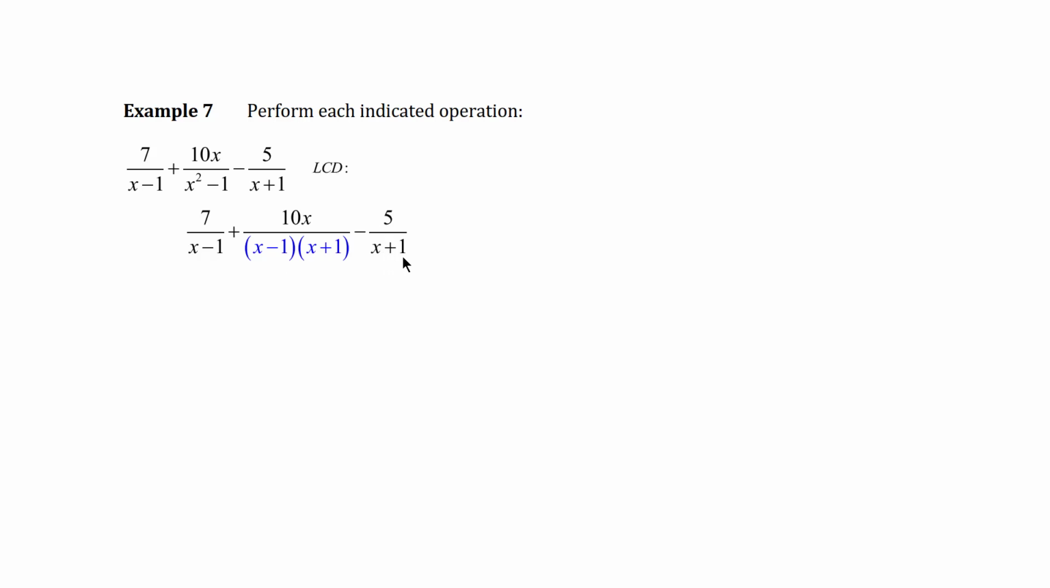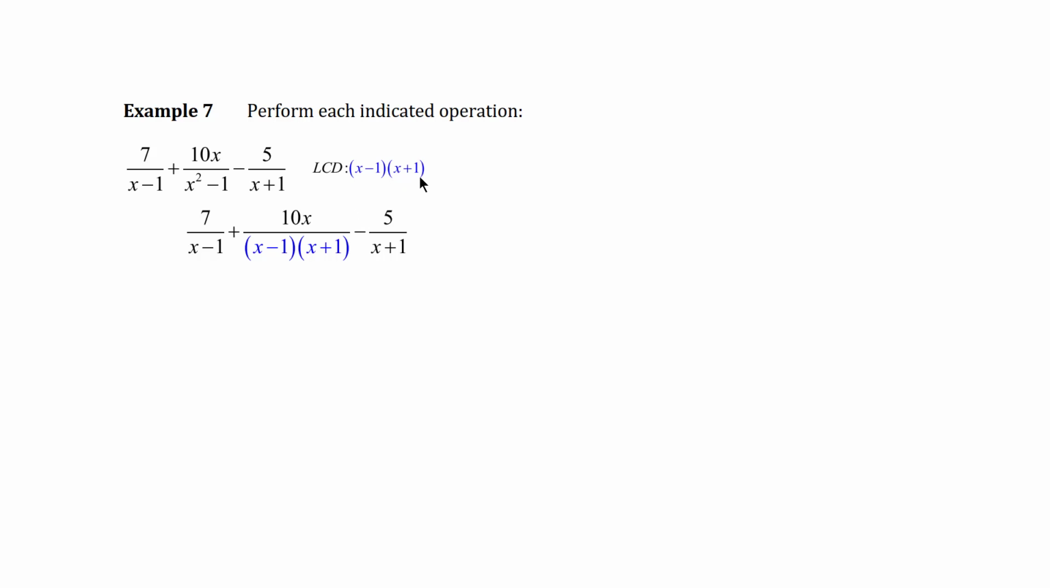Next, we need to find the LCD. From the first fraction, we use the x minus 1. From the second fraction, we only take the x plus 1. And the third fraction, we already have an x plus 1, so we don't need to include that. So our LCD is just (x minus 1)(x plus 1).